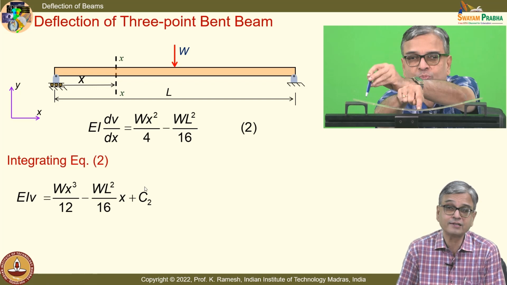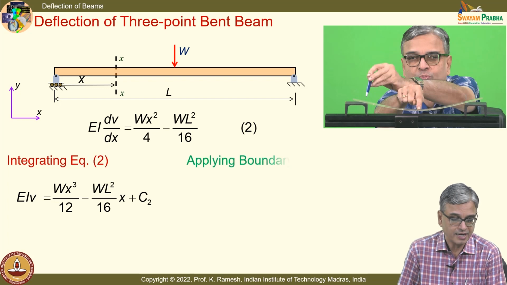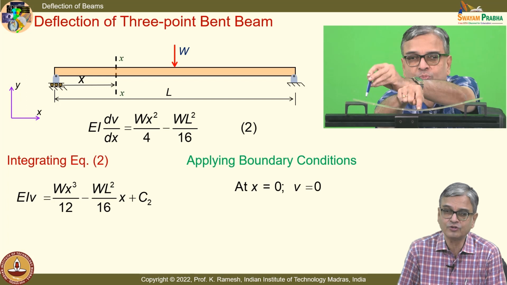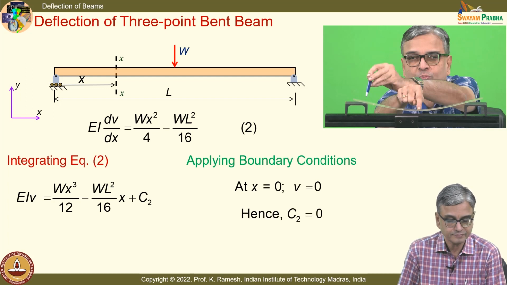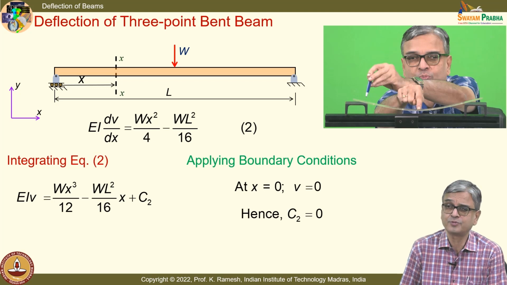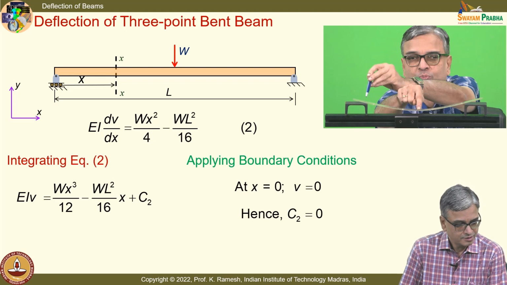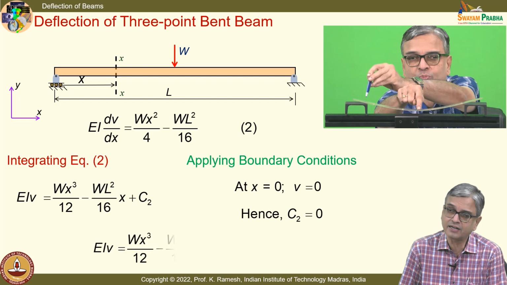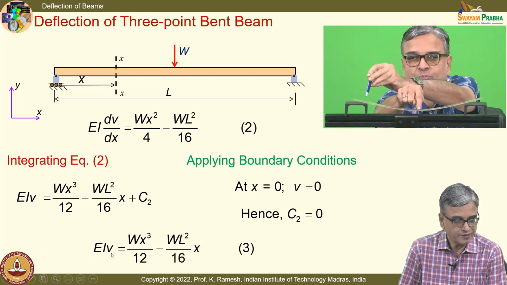And what is the boundary condition that I can choose? Okay. Applying the boundary condition, x equal to 0, v equal to 0, I can get what is C2, and C2 happens to be 0. So, I get the deflection curve EIV equal to Wx cube by 12 minus WL squared by 16 into x.